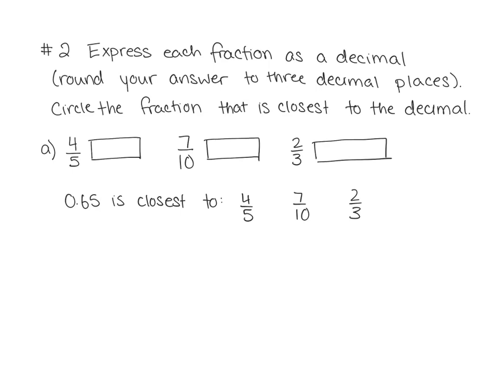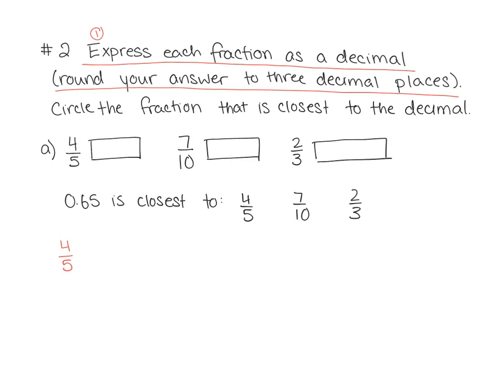The first part of question 2 asks you to express each fraction as a decimal and round your answer to 3 decimal places. So this is our first step. Now, I can look at 4/5, and the easiest way to turn this into a decimal is to think, can I make the bottom into a power of 10? Well, yes. If I multiply 5 by 2 over 2, it gives me 8 out of 10. And I can write this as a decimal because I have one place after the decimal, and I fill that with the 8.